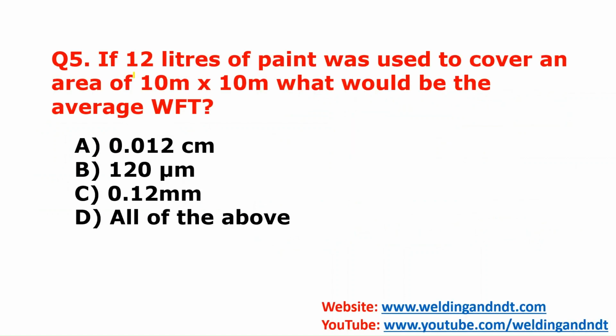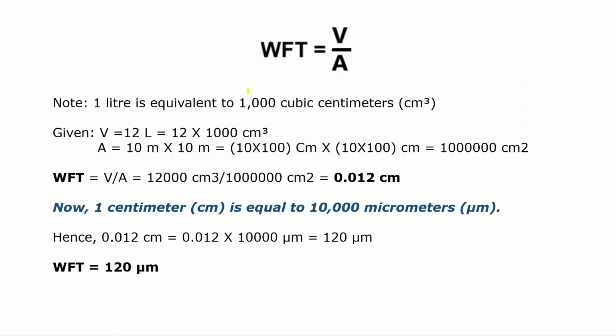Question number 1 is: if 12 liters of paint was used to cover an area of 10 meter by 10 meter, what would be the average WFT? In this question, they have given two inputs: the volume of the paint, which is 12 liters, and the area on which this paint has been applied, which is 10 meter by 10 meter. The average WFT is asked. So we'll use our second formula, that is WFT equal to V by A, meaning wet film thickness is equal to volume by area.